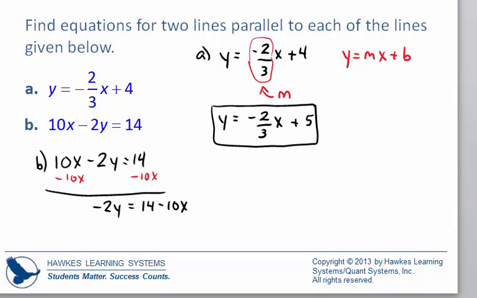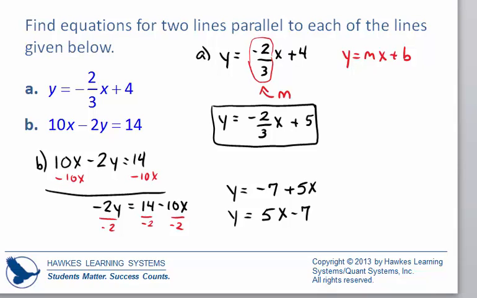Then I'm going to divide both sides by negative 2. And remember that when I divide this by negative 2, essentially I'm dividing each of these terms by negative 2. Which gives me an equation, y is equal to negative 7. The negative 10 over the negative 2 becomes a positive 5x. And all I'm going to do here is just rearrange the order so that it looks like what it's supposed to. I'm going to say y is equal to 5x minus 7.